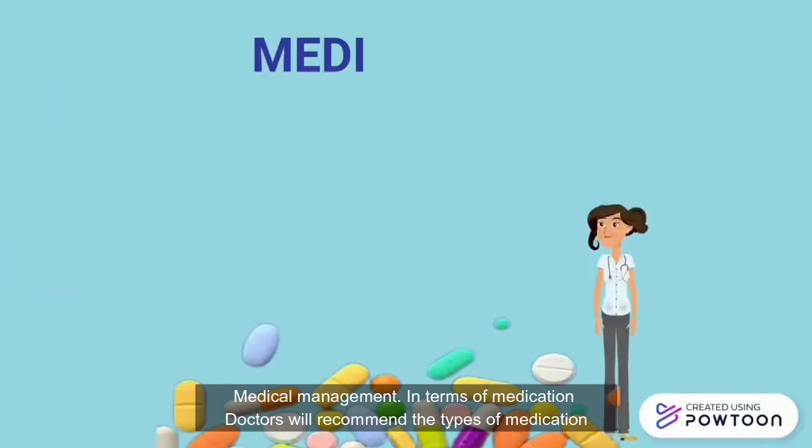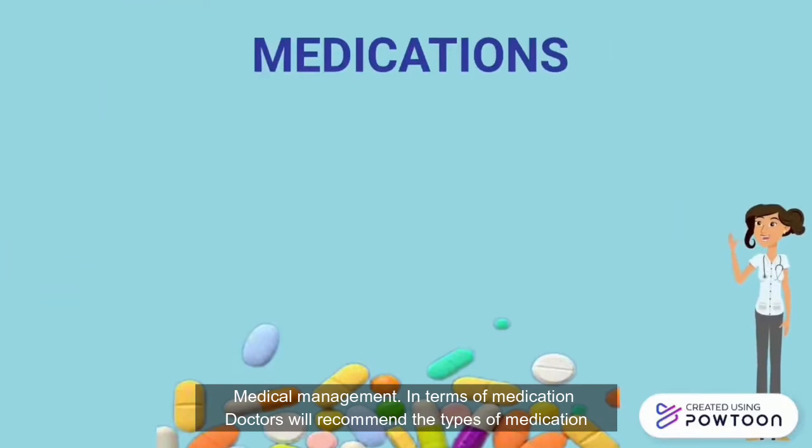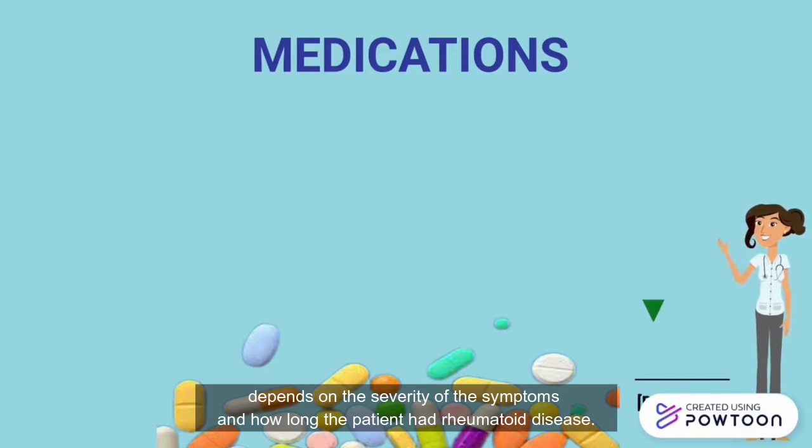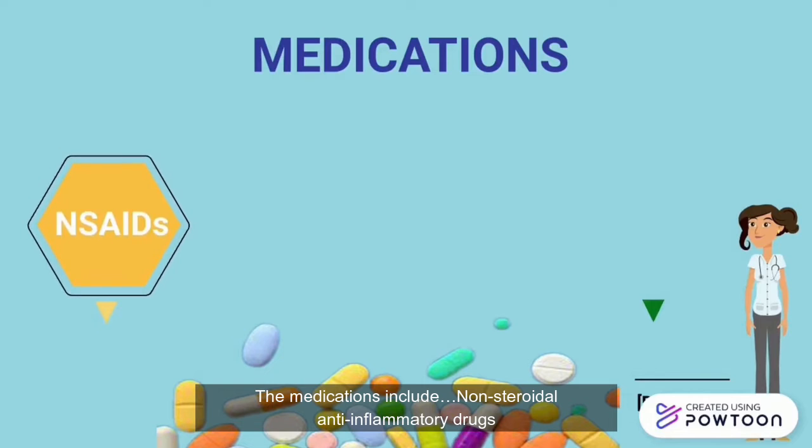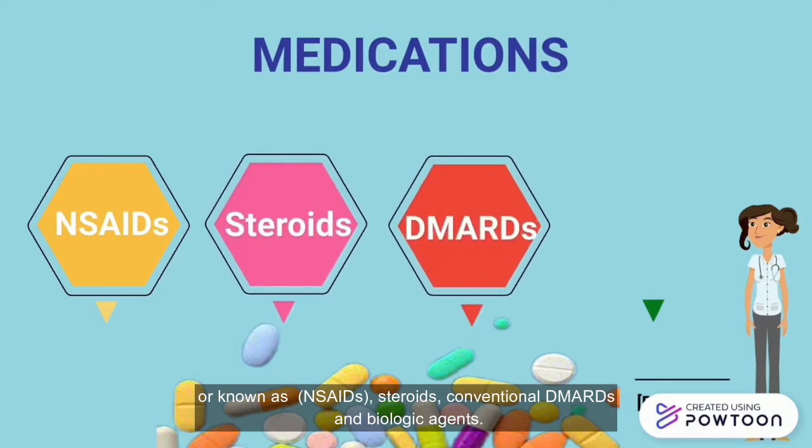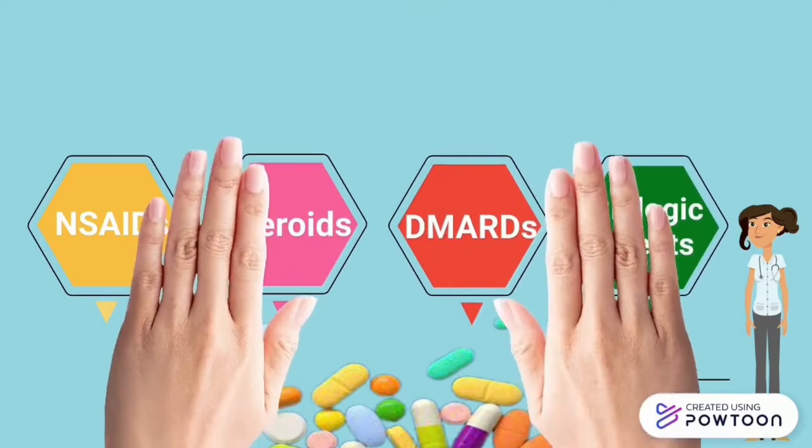Medical management. In terms of medication, doctors will recommend the types of medication depending on the severity of the symptoms and how long the patient has had rheumatoid arthritis. The medications include non-steroidal anti-inflammatory drugs, known as NSAIDs, steroids, conventional DMARDs, and biologic agents.